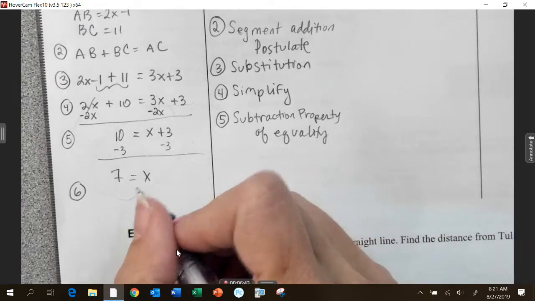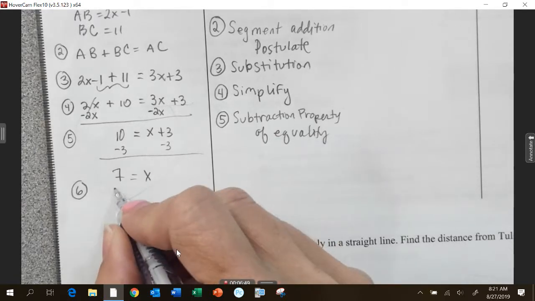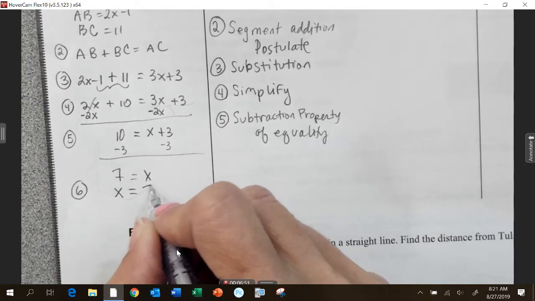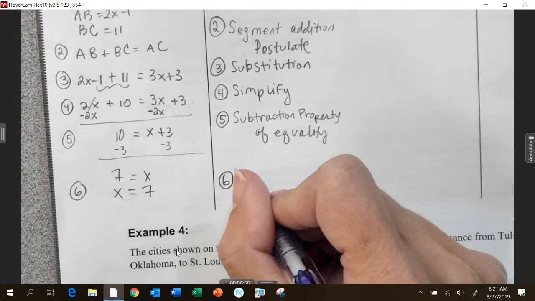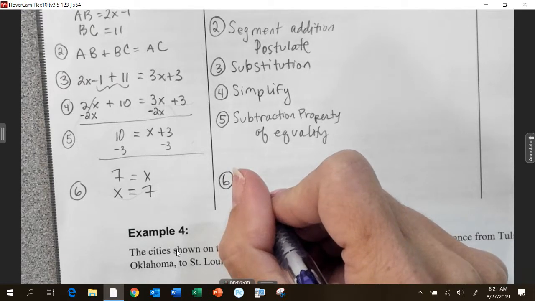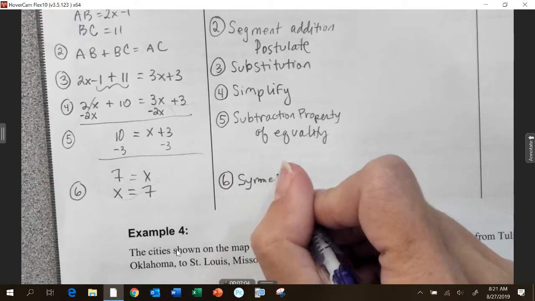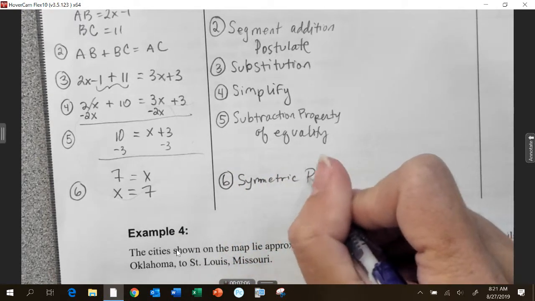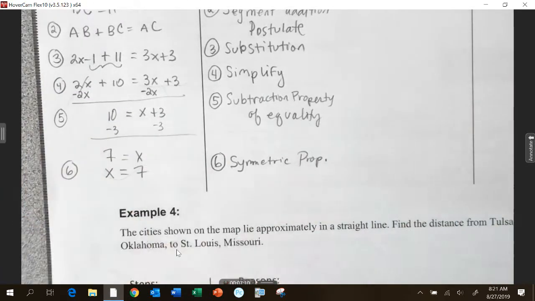We're trying to find what x equals? Cameron? Yeah, I'm trying to find what x equals, so I'm going to reverse it. I'm going to write x equals 7, and that was a property we went over yesterday as well. Does anybody remember it? Avneet? Symmetric. Symmetric property. That allows you to switch the x and the 7 around.